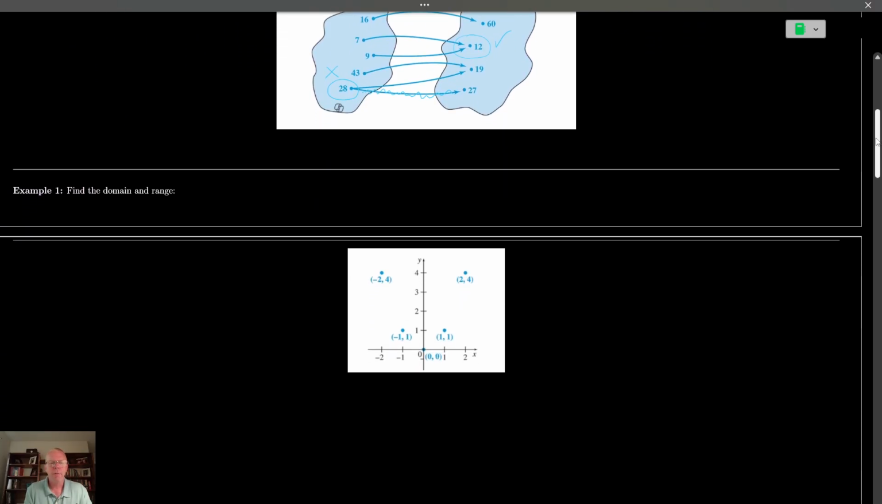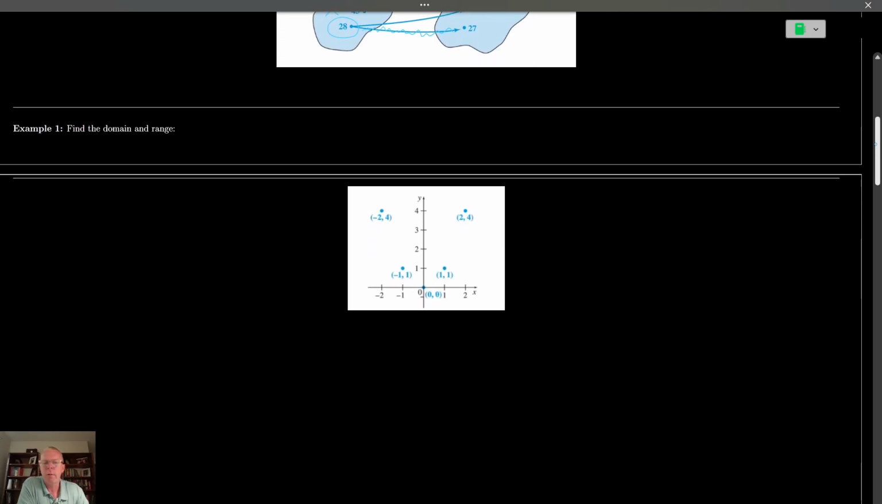So with this next one, we can find the domain and range. Here we have this graph, and this is a graph that's just plotting ordered pairs. Most of the time when we talk about graphs, we look at different lines. You might have a curve that goes like this or whatever. You might have a linear function, but most of the time you're working with lines. In this case, we're just working with ordered pairs.